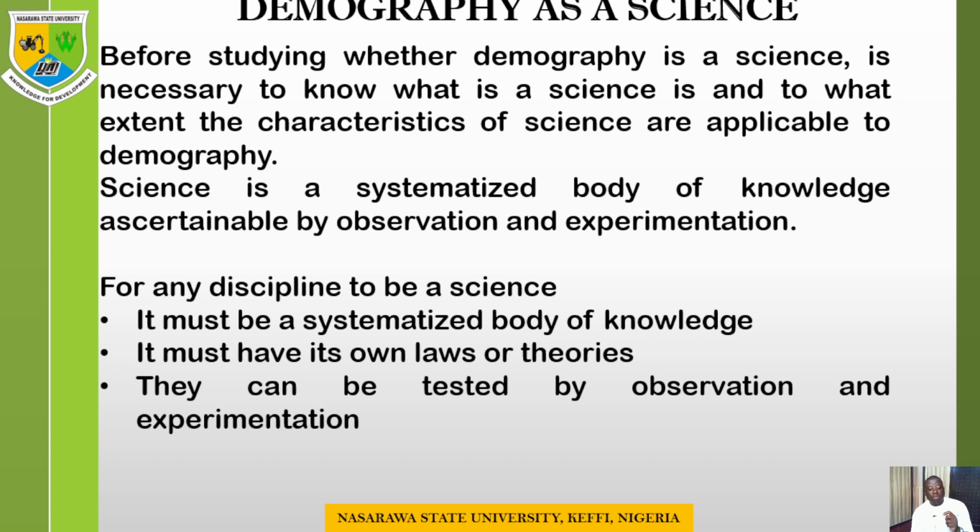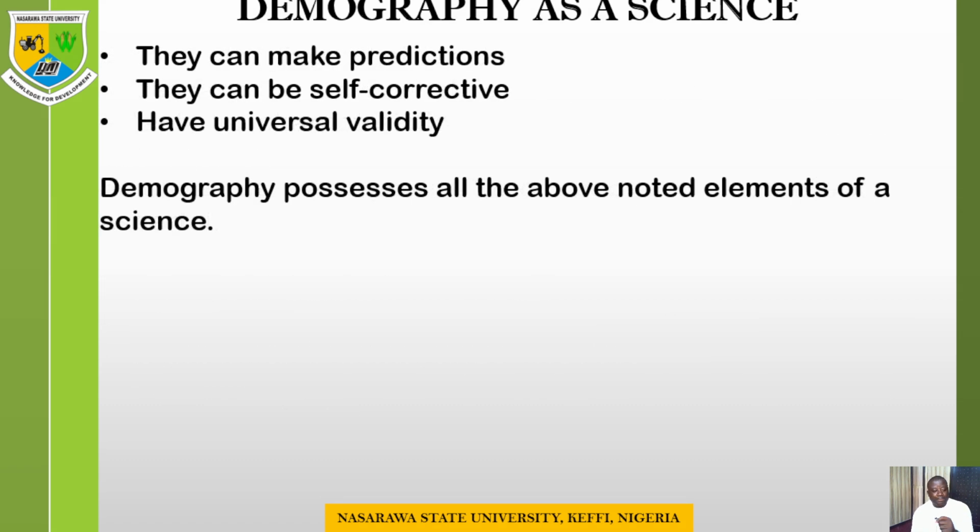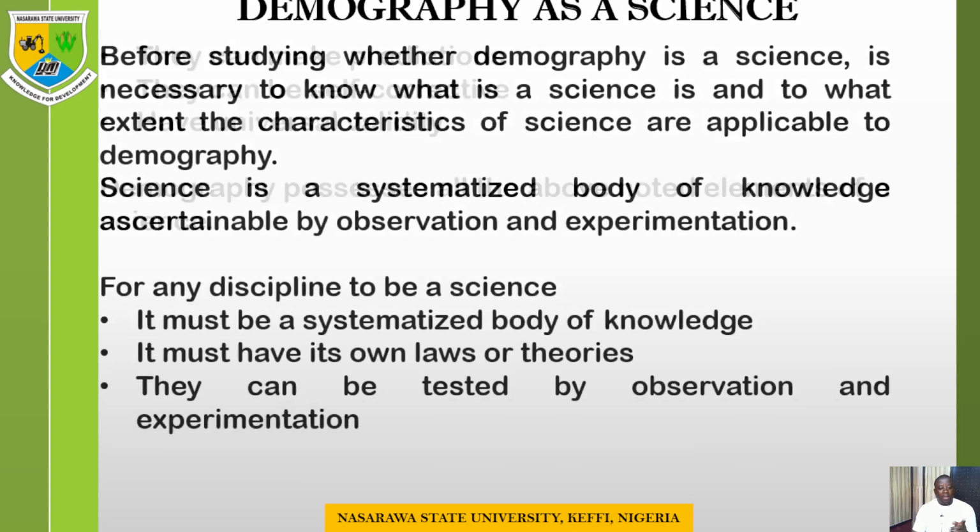So we said that for a discipline to be a science, it must be a systematic body of knowledge. It must have its own laws and theories. It must be tested by observations and experimentation. It must make predictions, and it must be self-corrective. And also it has universal validity. Demography possesses all of the above. Now, what are those elements of science?